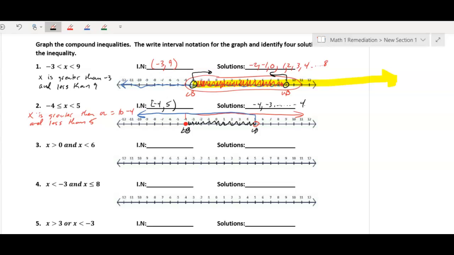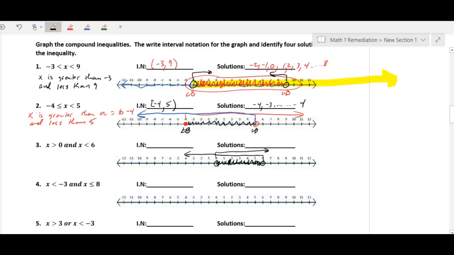Now the next one. I know x is greater than 0, right? So I know I'm greater than 0. So it's open circle, and I'm going to shade to the right. And I know x is less than 6. And remember, this is an and statement. Where do I see the two graphs intersect? In between here. So this is the area I would shade.